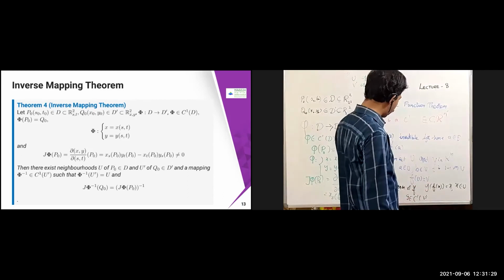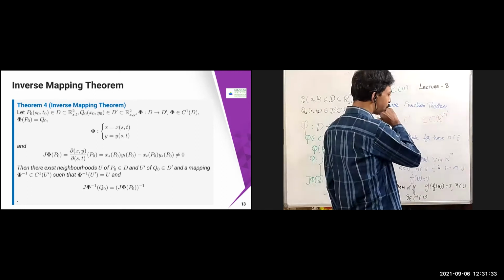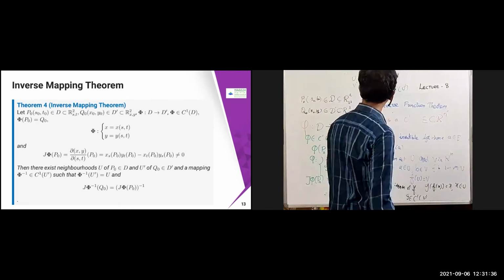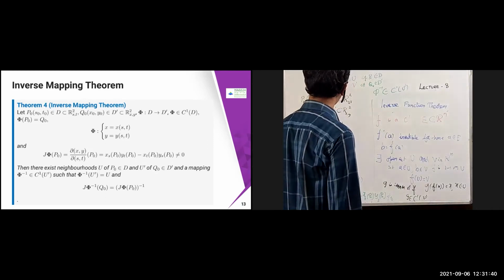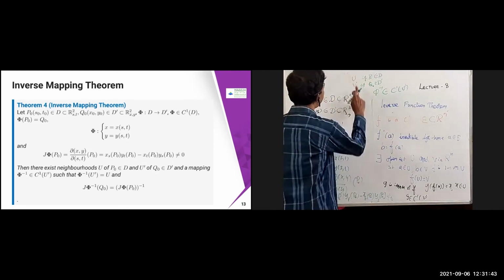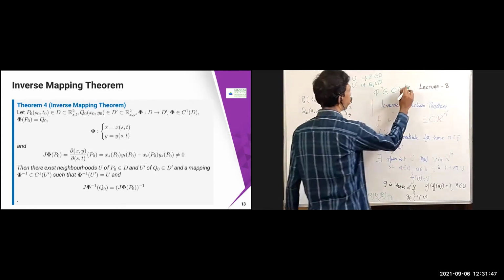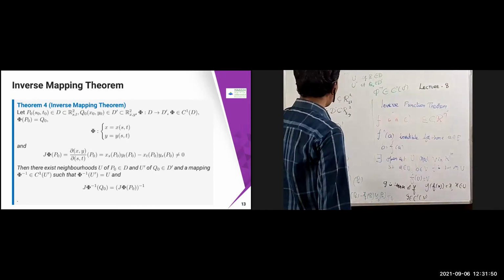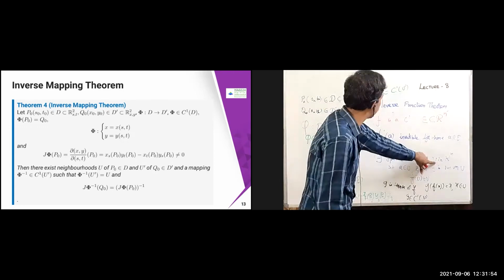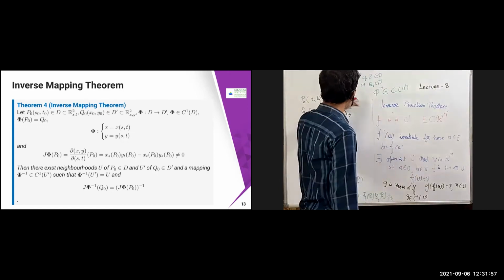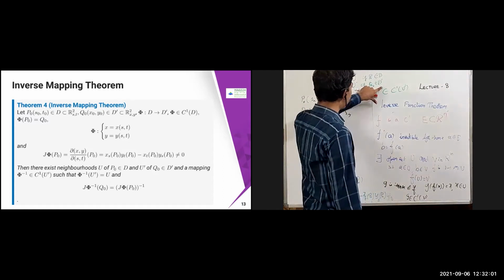So here G is the inverse, meaning G belongs to C1 of D, and pi belongs to C1 of u dash. Sorry, here not D dash, I confused here. So I'm just going to C1 of u dash. Pi inverse belongs to C1 of u dash. So this u dash is similar to this, u is as it is, u dash is nothing but as it is. So u dash is a neighborhood of q naught in D dash.